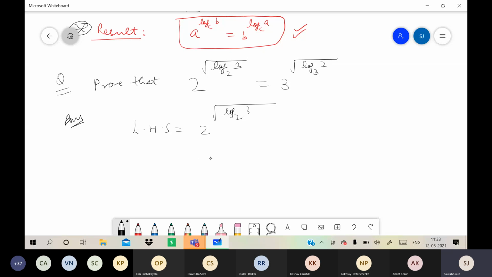And why is it so? Because root 1 is 1. So this numerator 1 can be written as root 1, and this is root and denominator root.